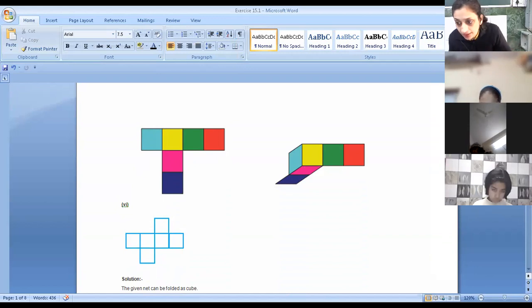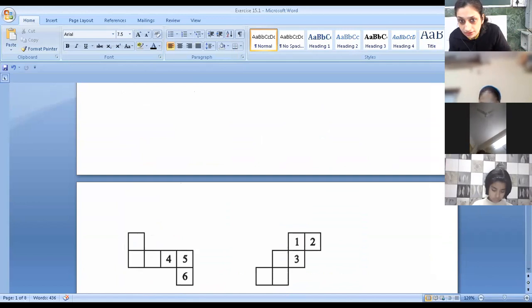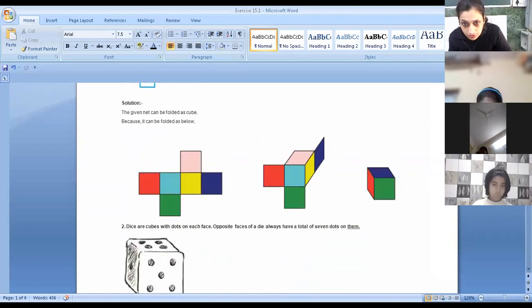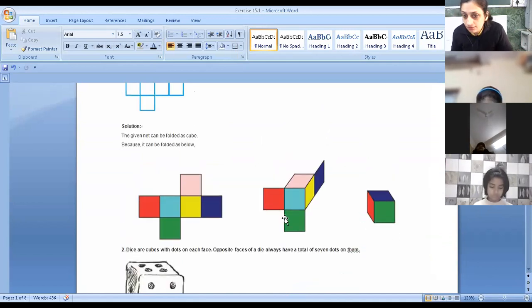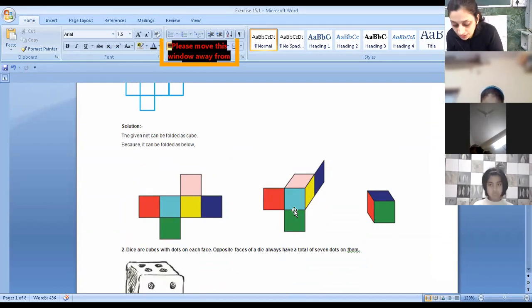And in the sixth part, if you are turning the edges and faces, yes, you can make a cube. Clear? So children, you have to draw all these nets in your notebook, and you have to write in front of that, yes, it is possible to make a cube out of this net.